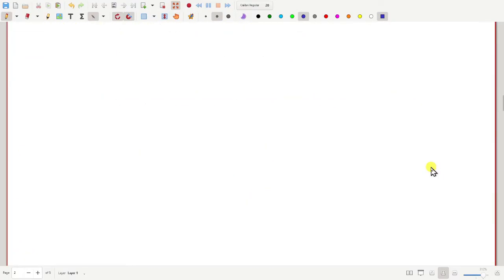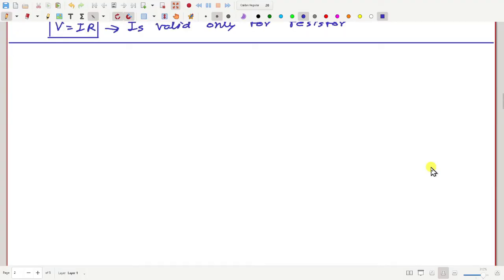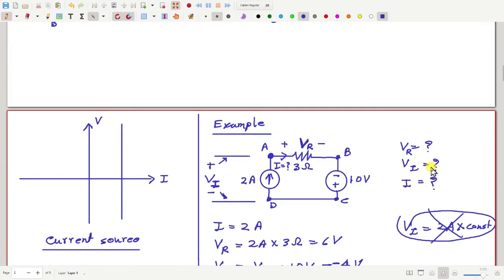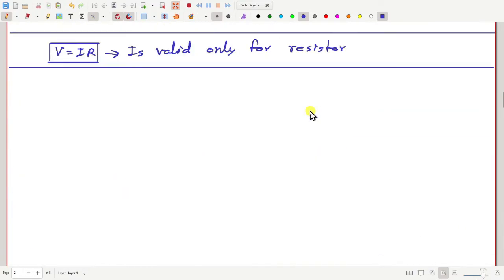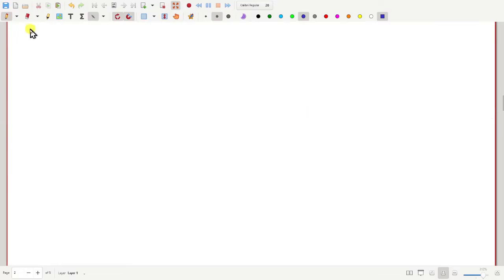Fine. Now, next. So far I said that for a voltage source, the voltage must remain constant even if the current is varying. However, if we go to the market and get, say, a 1.5 volt battery for a radio or a transistor, the most common one, 1.5 volt.